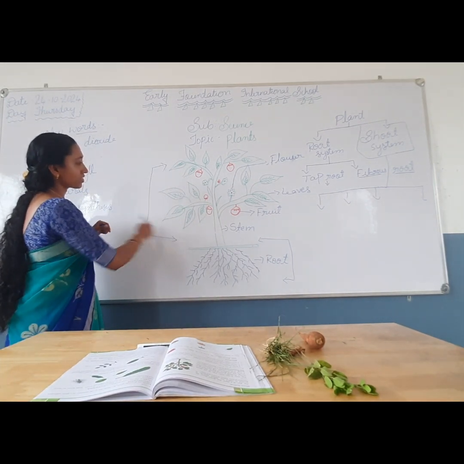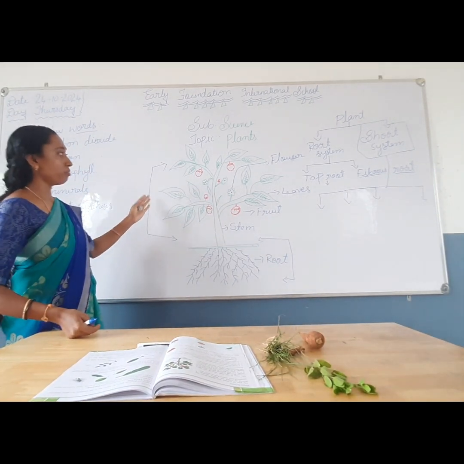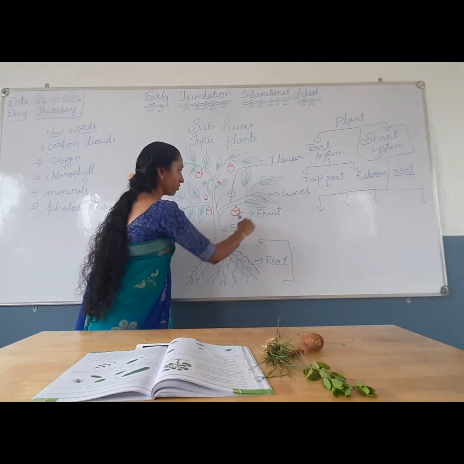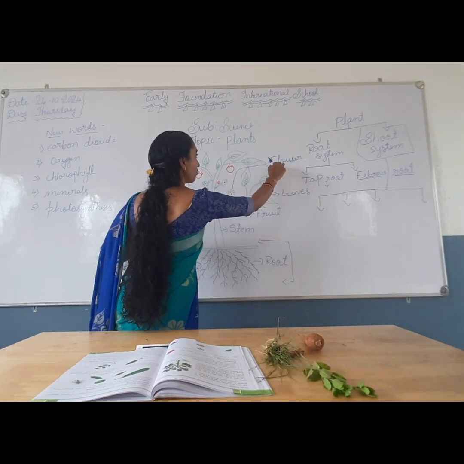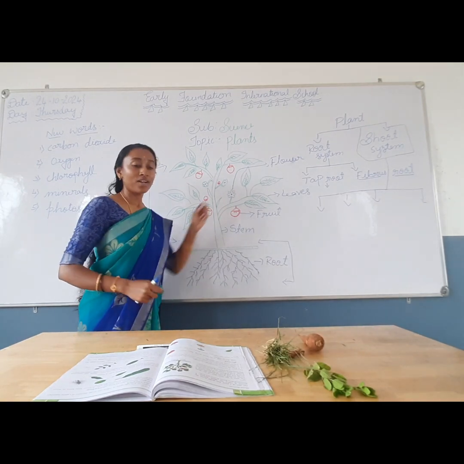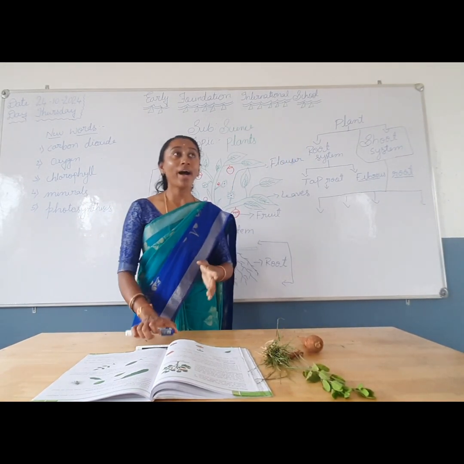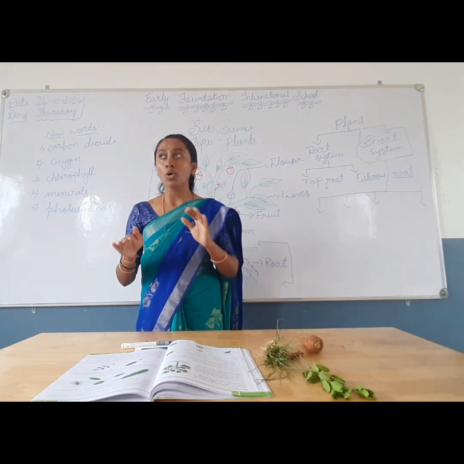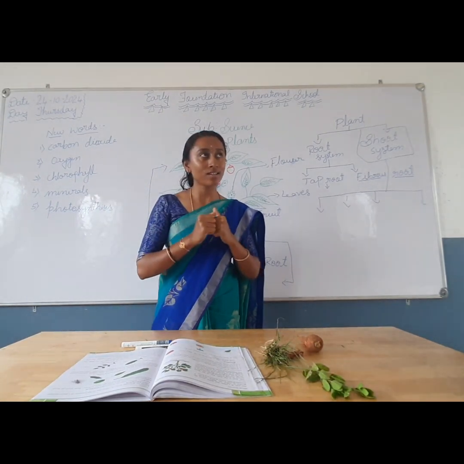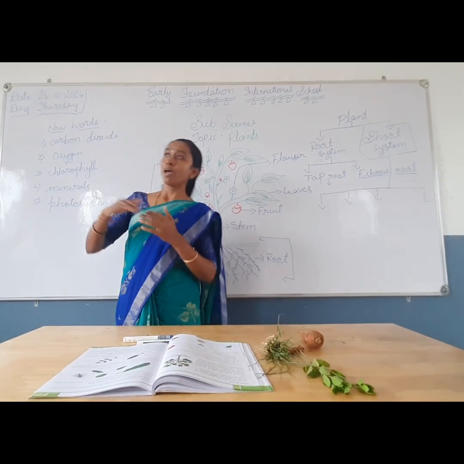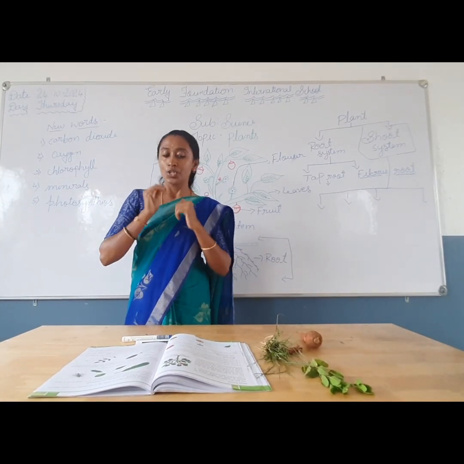Okay. Now we will go to one more part of a plant, that is shoot system. What are the parts it will consist of? Stem, fruits, leaves and flowers. Okay. First we will go through the shoot system. What do you mean by shoot system? The part of a plant that will grow above the ground is called shoot system.